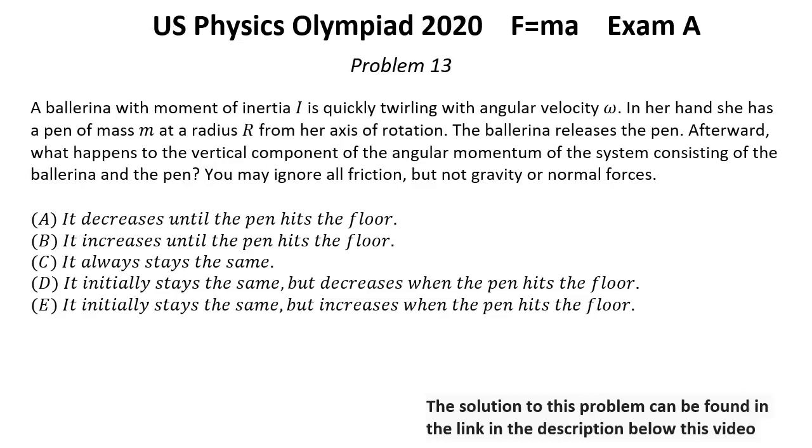There are no external vertical torques in this problem, as both the gravity and normal force are vertical, so the vertical component of angular momentum is conserved. That's answer C. It always stays the same, and that was the solution for problem number 13.